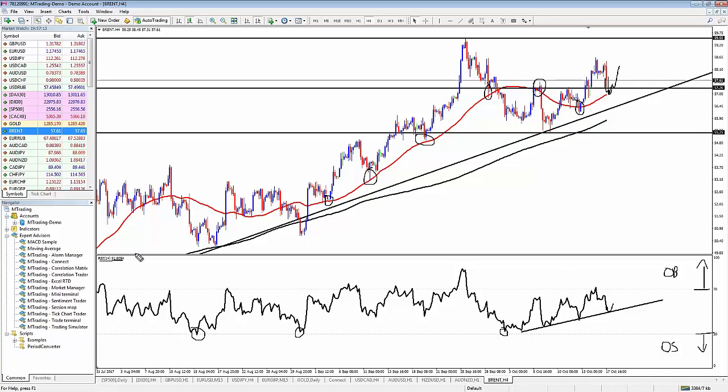Remember, the RSI indicator is just a filter of price. So therefore, do not use this as your only confirmation to take a trade. Have this in addition to your confirmation of your primary analysis.